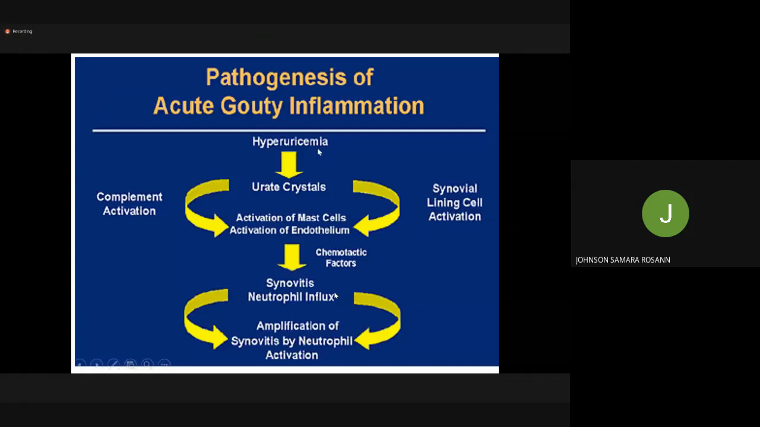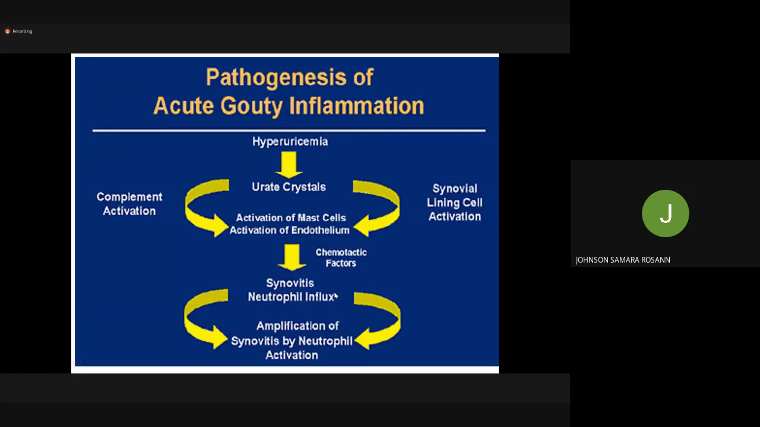So once they precipitate as urate crystals within the joints, this is a foreign object really within the joint. So you have activation of your immune system. You have activation of mast cells and activation of the endothelium itself, which then leads to production of chemokines, which will now lead to influx of neutrophils into the joint, and that is what will cause the synovitis, or the inflammation of the joint.